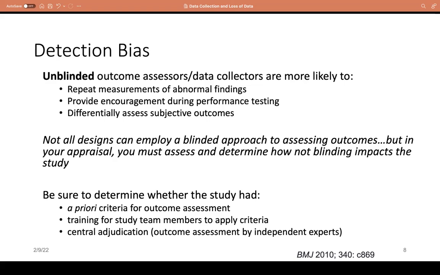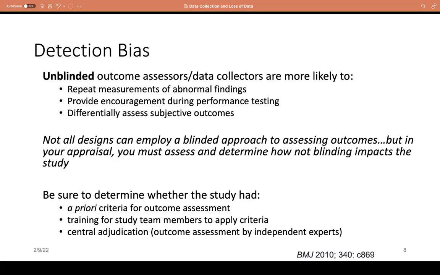And some things that you should look for are whether or not they had a priori criteria for outcome assessment. So they shouldn't be defining these things at the time of outcome assessment. There should be a protocol that explicitly states how these outcomes should be defined and assessed. There should be good training for study team members to apply these criteria.